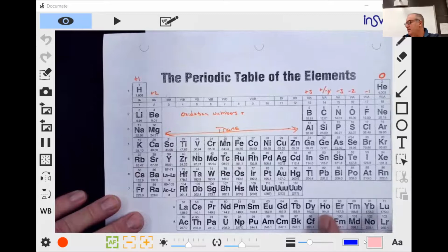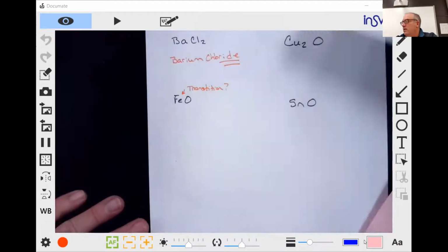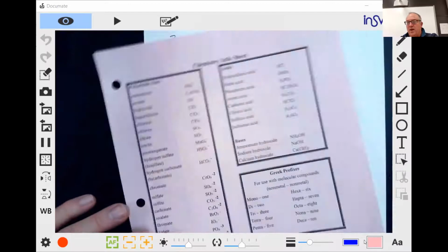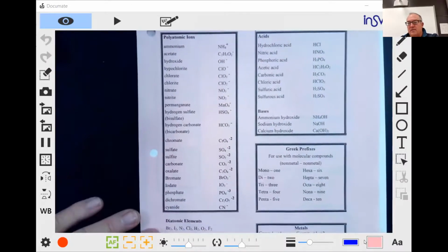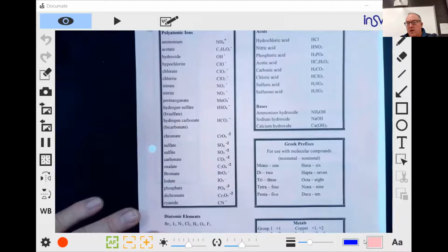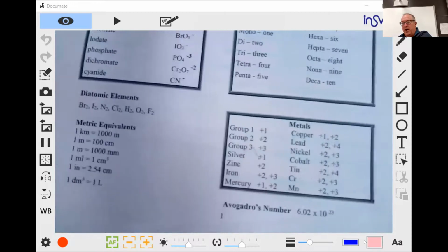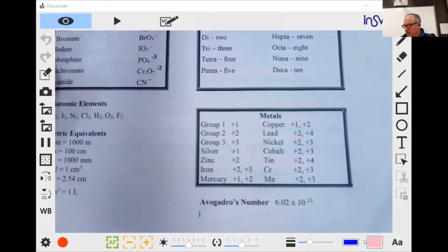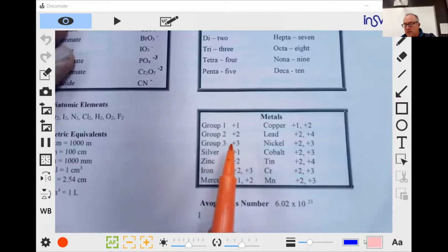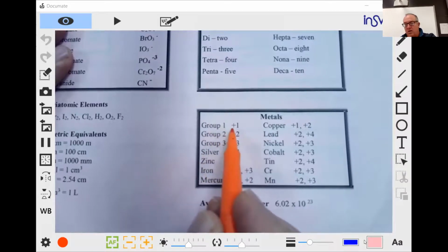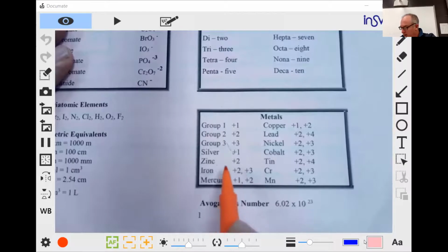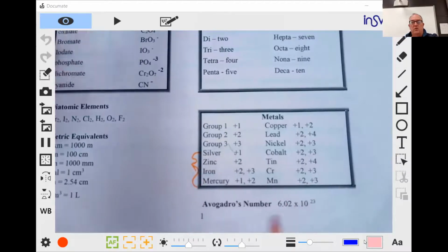But to make your life easy, I told you to download this chemical information sheet, and that is part of today's assignment. You can download this. If you go down to the bottom here, it tells you the charges of metals. And we know everything in group 1, that's column 1, is a +1. Here are some of our transition elements right here. So you can always use this on tests and homework. I don't expect you to memorize any of these.